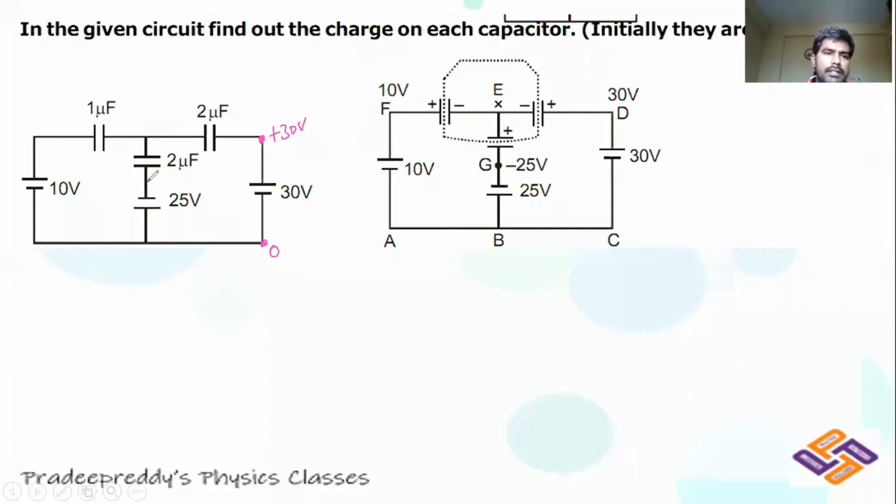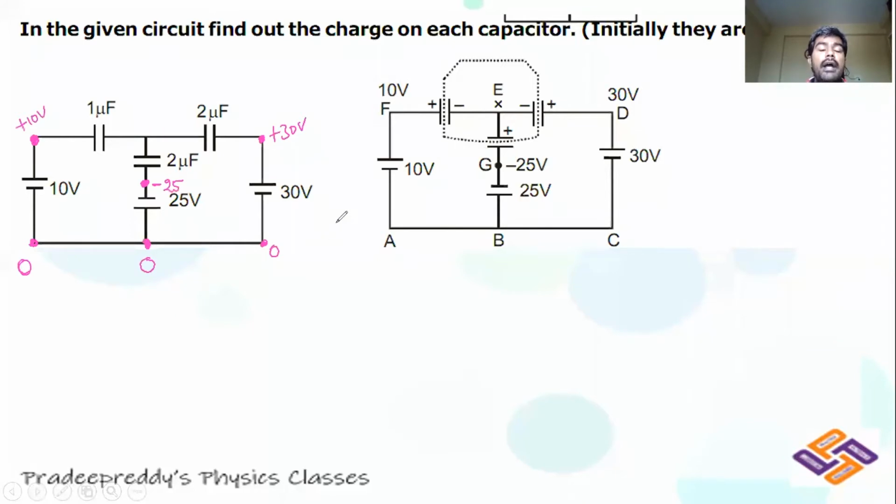Next, this is one more battery. Here the positive terminal of the 25 volt is already connected to 0. Therefore this will be 0, and obviously this becomes minus 25. Next, the third one: for this battery it is plus 10 volt, and this becomes 0. Okay, now we have identified the batteries and we have written potentials of those batteries.